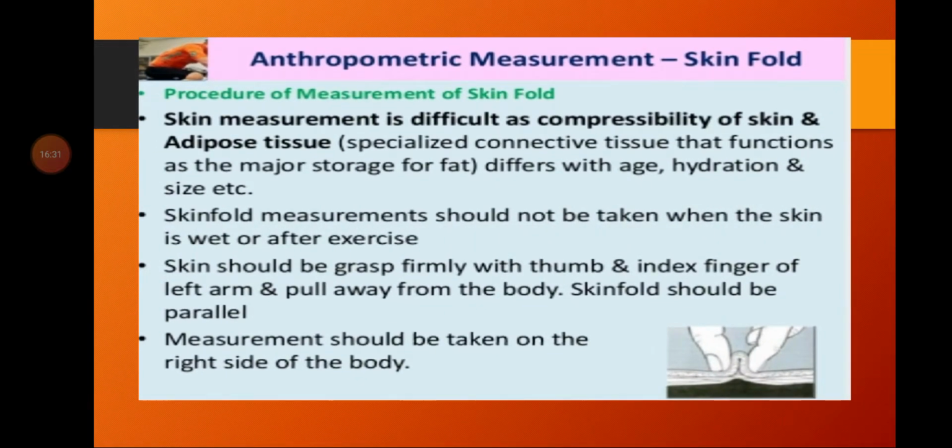Procedure of measurement of skin fold continues. Skin measurement is difficult because of the compressibility of skin and adipose tissue. Adipose tissue means the specialized connective tissue that functions as the major storage for fat. It differs with age, hydration and size, etc. Skin fold measurements should not be taken when the skin is wet or after exercise. Skin should be grasped firmly with thumb and index finger of left arm and pulled away from the body. Skin fold should be parallel. Measurement should be taken on the right side of the body.